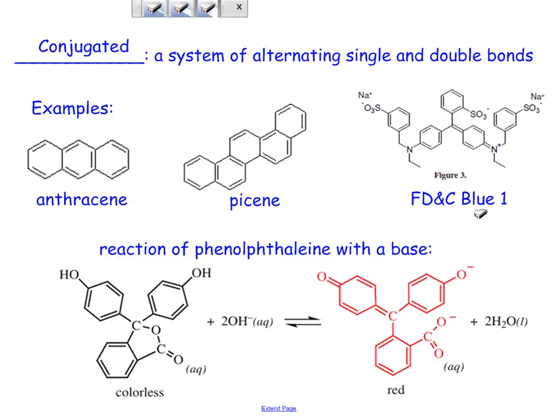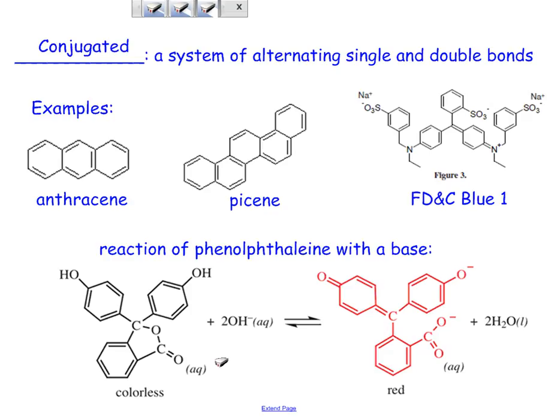This is blue dye. And so we have alternating double, single, double, single, and so on, and we can go this way, single, double, single. So the alternating is large enough that the absorbance has shifted and we see blue.